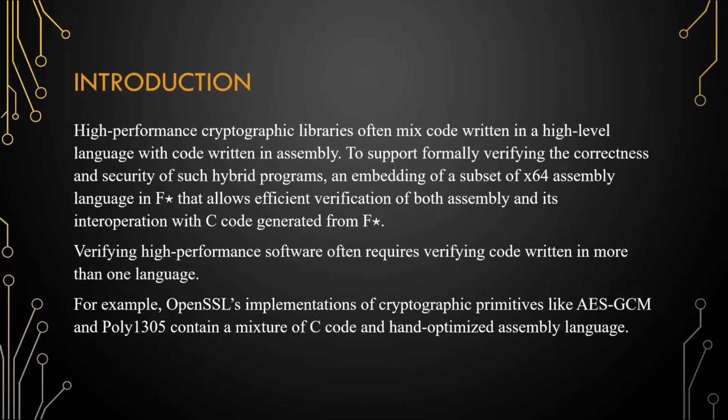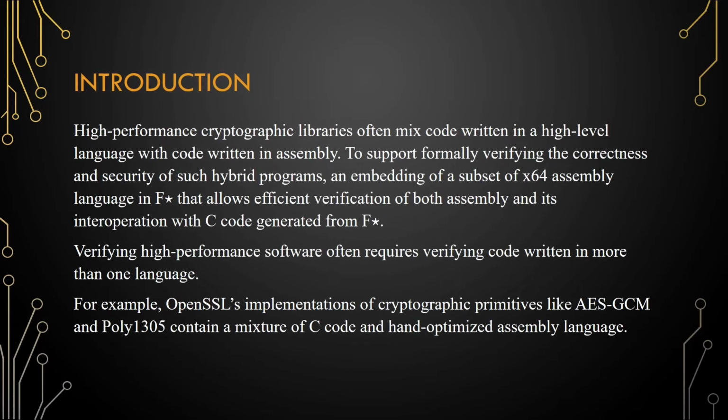Introduction: highly performant cryptographic libraries often mix code written in high-level languages with code written in assembly language. To formally verify the correctness and security of such hybrid programs, we present an embedding of a subset of x64 assembly language in F*, which allows efficient verification of both assembly and its interpretation with C code, generated from F*.